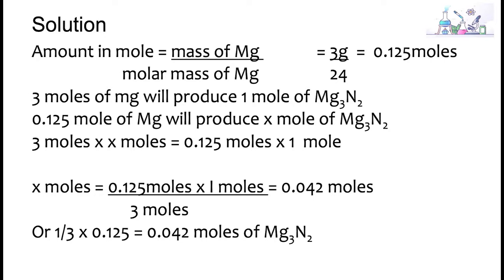You find out that X mole, which has been made subject of the formula, will be equal to 0.125 mole times 1 mole all over 3, which will give us 0.042 moles. Now, you can say 1 over 3 times 0.125 moles, you will get 0.042 moles of magnesium nitrite. This is one way to solve this problem.